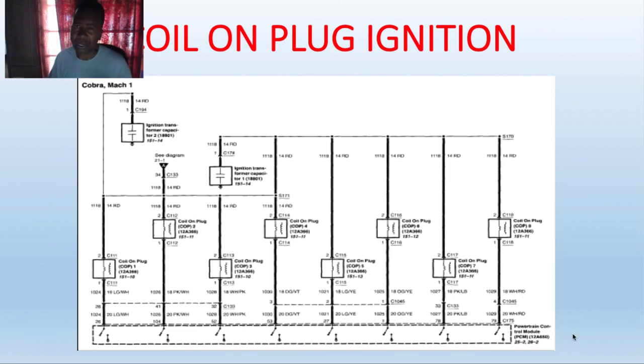Okay, that was a basic overview of the ignition circuit that we discussed in class. Hope you remember it. If you have any questions, let me know in class.